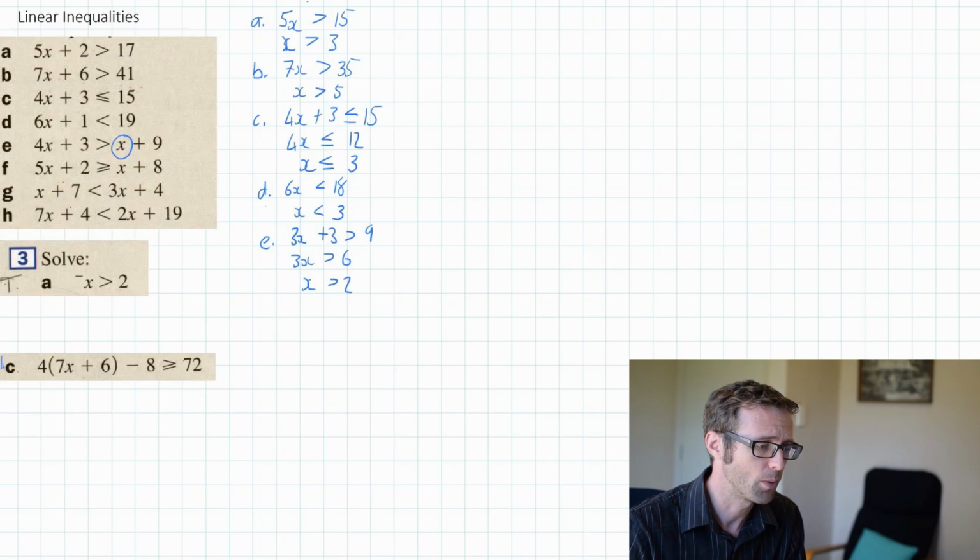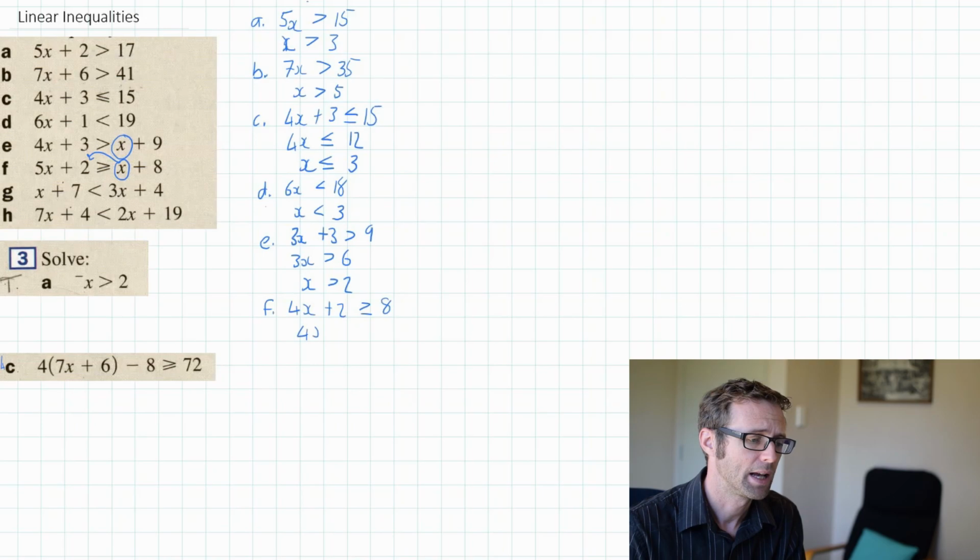Once again with this equation we have an x on both sides, so I'm going to move this x across to that side by subtracting it. So I'm going to get 4x plus 2 is greater than or equal to 8. Now I'm going to pop the 2 across to that side, so I'm going to go 4x is greater than or equal to 6, and then I'm going to divide both sides by 4, so I'll get x is greater than or equal to 6 over 4, which is 3 over 2, or 1.5. And I'm okay for that one. Okay, g.